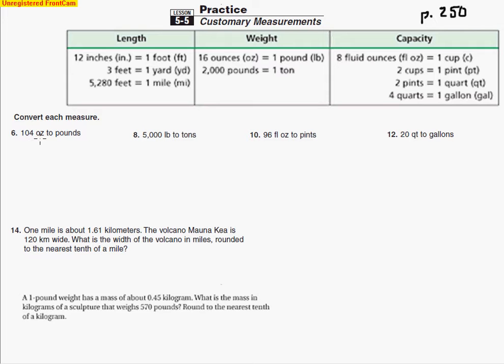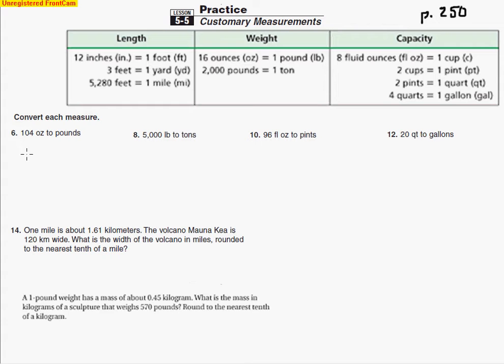104 ounces we need to change to pounds. There are two ways to do unit conversions. You can set up a proportion, or you can do dimensional analysis, which is when you multiply two fractions together to cancel out terms. I use that method, so that's the way I'll go. The reason is that in 7th grade, we may change ounces to tons, and then we need dimensional analysis because we have to do more than one iteration.